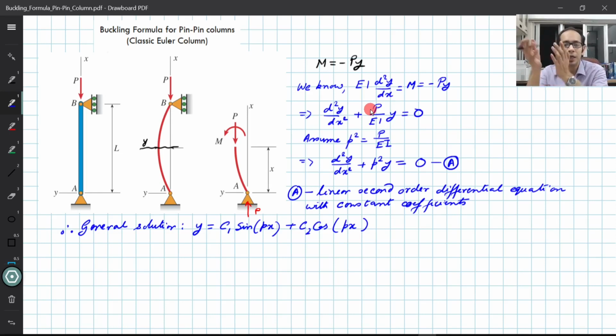Now how do we attempt to get the constants which are there? How did we do it for the beams? Yes, the same thing. We are going to use the boundary conditions. So let me go ahead and write the boundary conditions that we have.